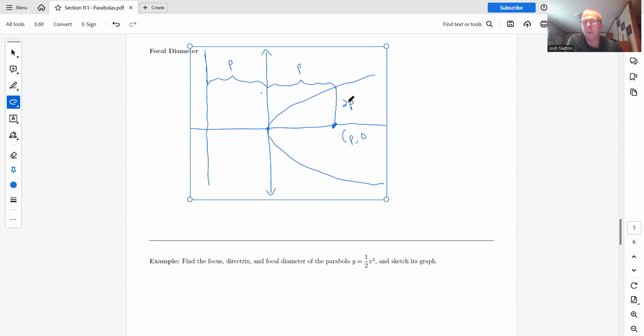So this distance would be 2p. No, it doesn't look like it on the picture, but that's the thing about mathematicians. We don't have to make our pictures look to scale. We just label it the way we want it to look, and that's the way it is.